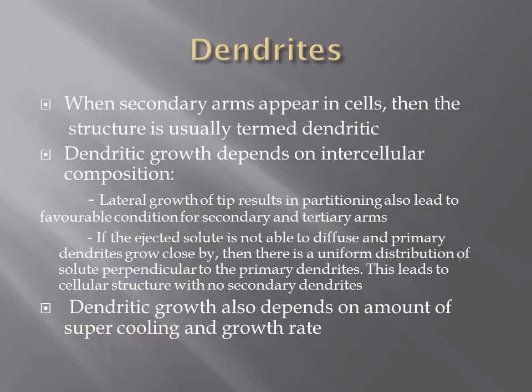Overall, about dendrites, what we can say is that when secondary arms appear in cells, the structure is usually termed dendritic. We use the terminology like this. When initially a cell grows, it's just called cellular growth, but when secondary dendrites appear on it, we call it dendritic growth. The dendritic growth depends on intercellular composition. Lateral growth of the tip results in partitioning, which also leads to favorable conditions for secondary and tertiary arms. If ejected solute is not able to diffuse and primary dendrites grow close by, then there is a uniform distribution of solute perpendicular to the primary dendrites. This leads to a cellular structure with no secondary dendrites. So dendritic growth also depends on the amount of supercooling and also the growth rate.